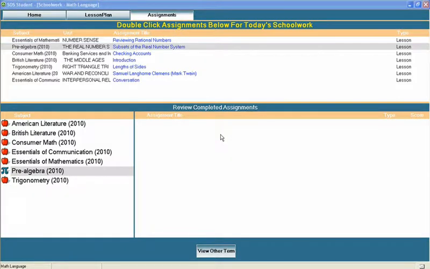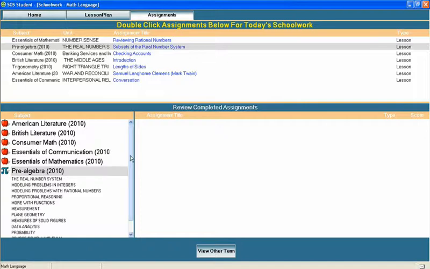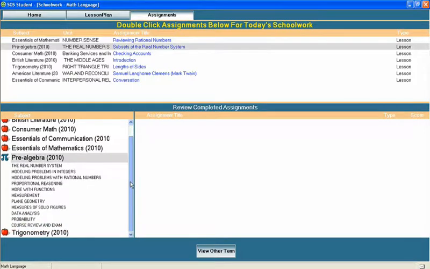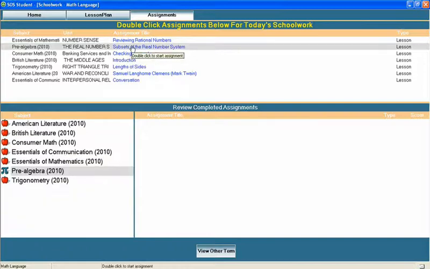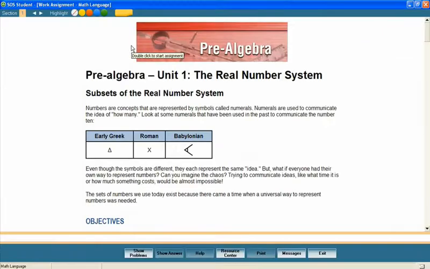Welcome to Switched On Schoolhouse Pre-Algebra. In pre-algebra, your students will study units that cover pre-algebra and geometry concepts such as the real number system, modeling problems with rational numbers, more with functions, plane geometry, data analysis, and much more. Now let's take a look at a pre-algebra lesson to see how topics like these are covered.